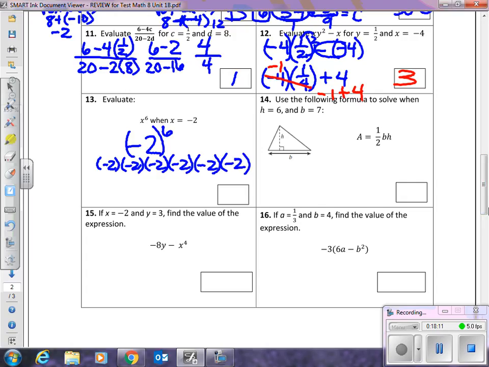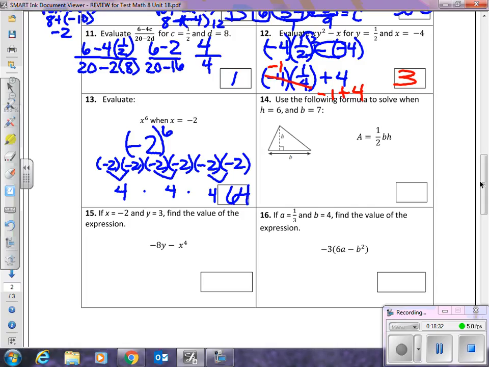And when you do these, negative 2 times negative 2 is positive 4. So there's another 4, and there's another 4. And now when you multiply 4 times 4 times 4, okay, you get a positive 64 for an answer. If you did not put parentheses in there, you would not get positive 64, okay, and your answer would be wrong. So make sure you use parentheses around those negative numbers.